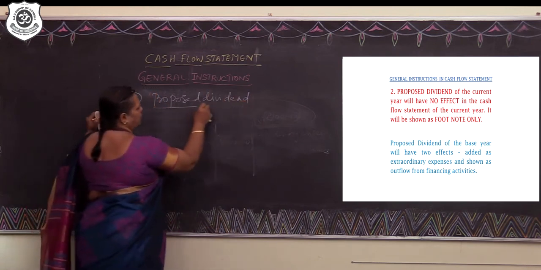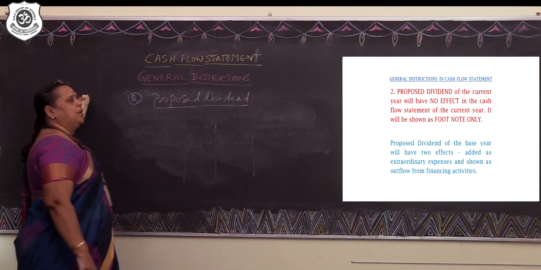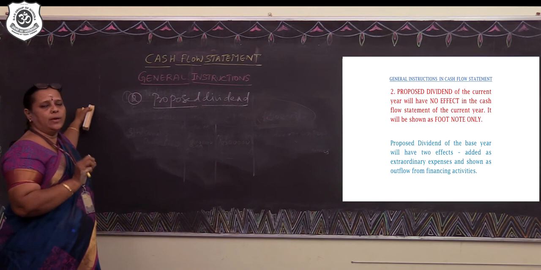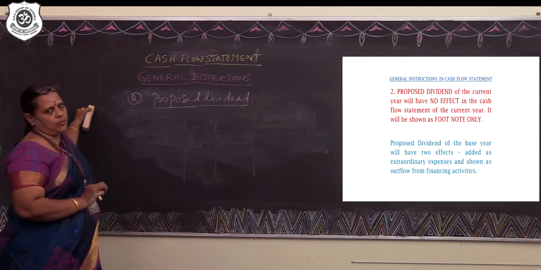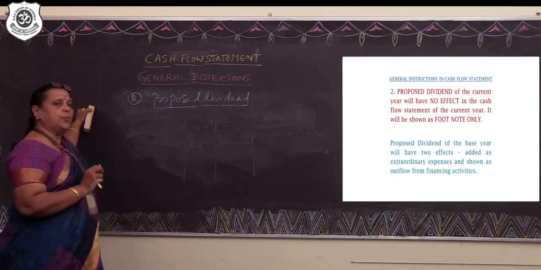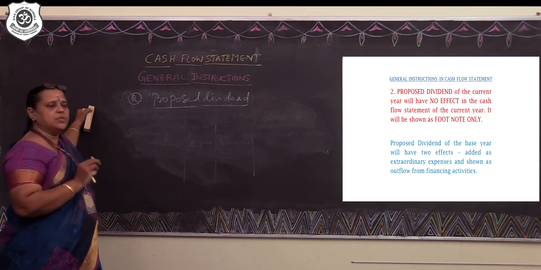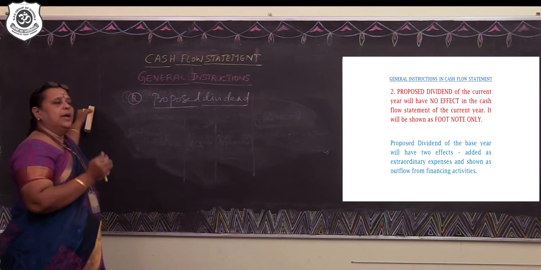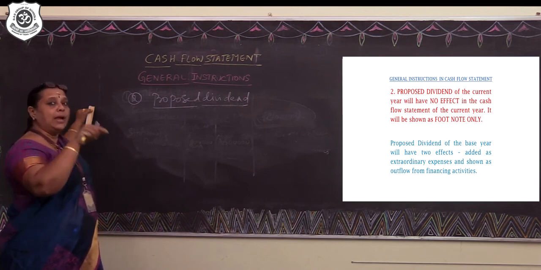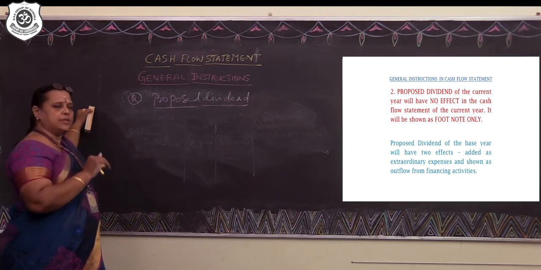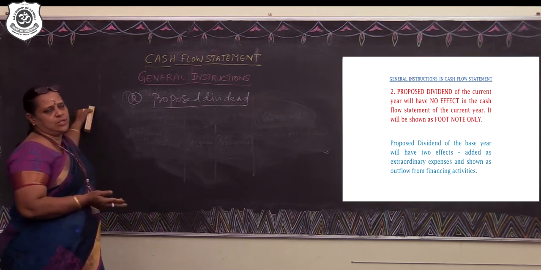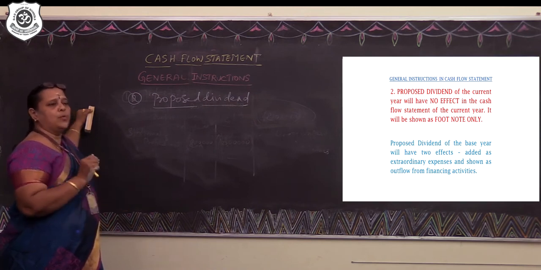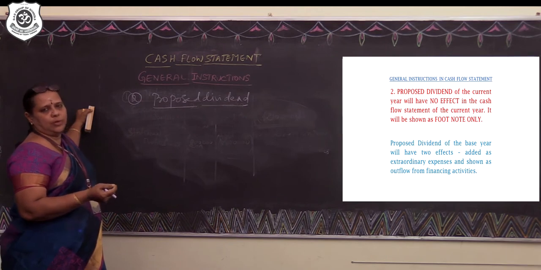Accounting treatment of proposed dividend. Now, proposed dividend of the current year will not have any effect in your cash flow statement. What is proposed dividend? That is a dividend which is proposed in the annual general meeting of the current year, which means it is subject to availability of profit at the end of the year. And once profits are there, it will be paid before the next annual general meeting to the shareholders, which means it will be accounted for only in the subsequent year's books of accounts.